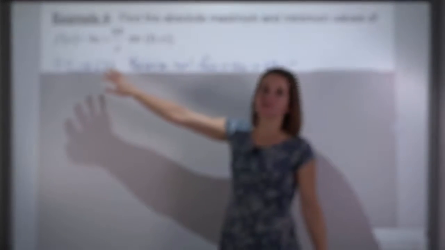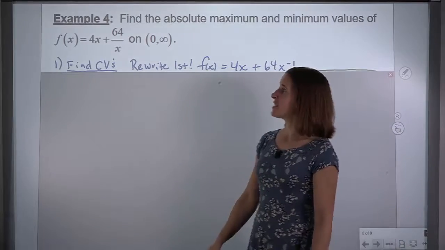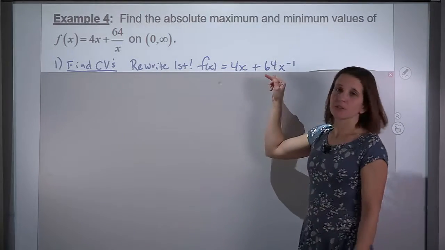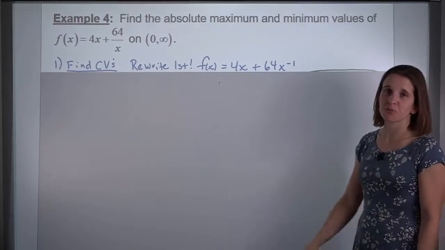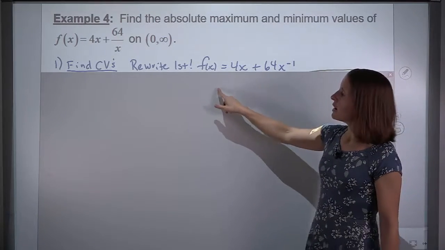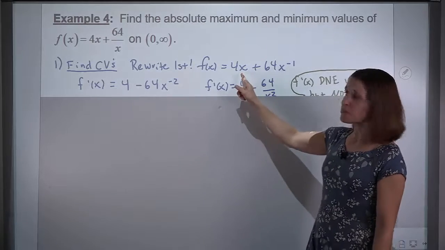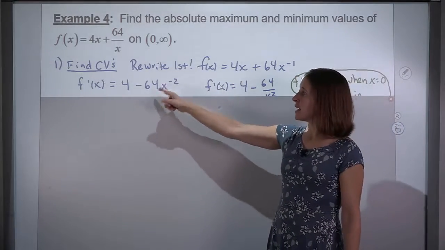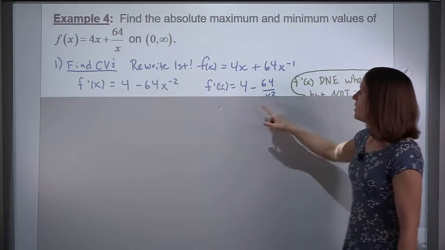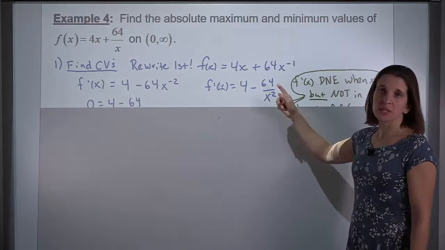So here's my function. I need to find the critical values, which means I need to take the derivative, but to do that I first need to rewrite it with x to the negative 1, or I guess you could use the quotient rule, but it's kind of extra work. So now I will take the derivative. Derivative of 4x is 4. Here I bring down my power, subtract 1 from my power, and get minus 64x to the negative 2. And then I want to rewrite it so that I know what that actually looks like.